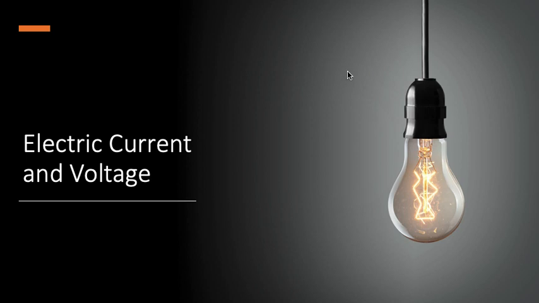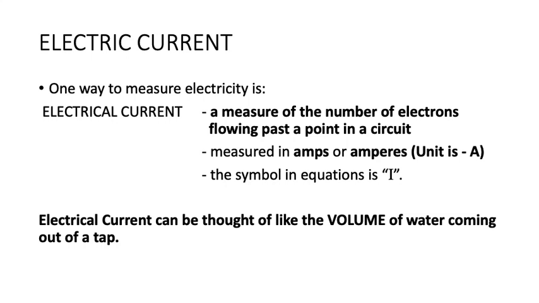This one is on two different properties of electricity, electric current and electric voltage. We can describe electricity using a variety of different words. These are two of them. So let's take a look.